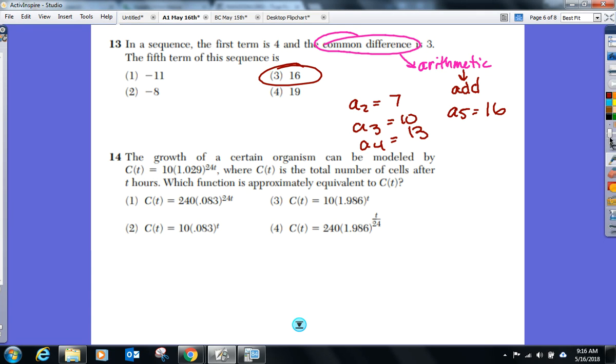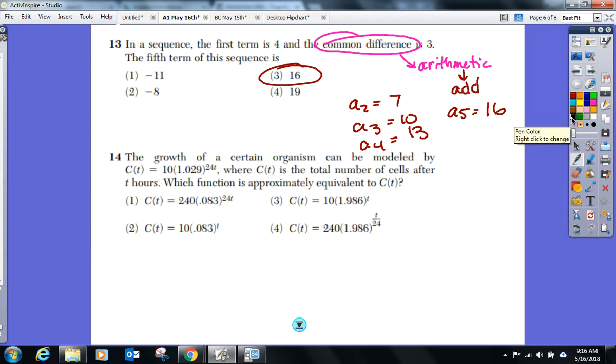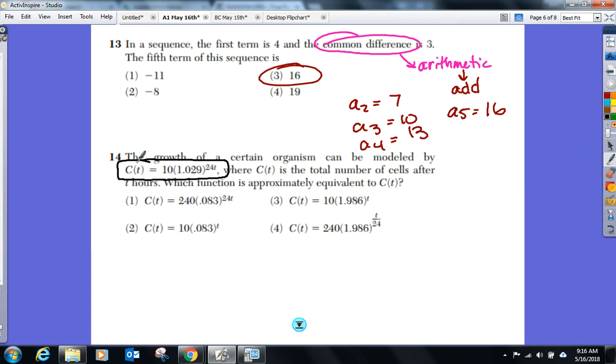Here you go. 14. This one's a little bit tougher. You're going to have to write down a couple notes here for me. Okay, they give me this one right here. Anybody know what type of equation that's called? Begins with an E. Exponential equation. Yep, this is an exponential.